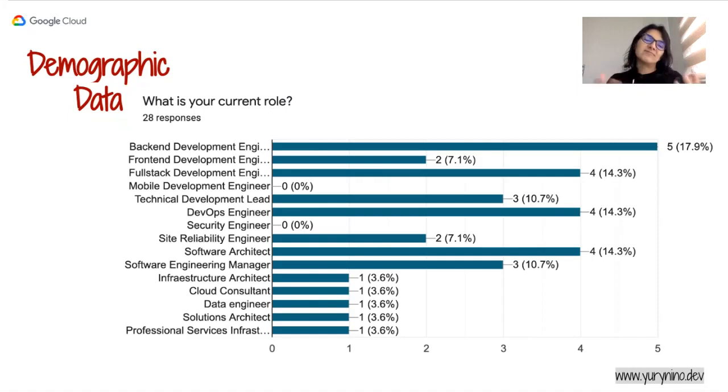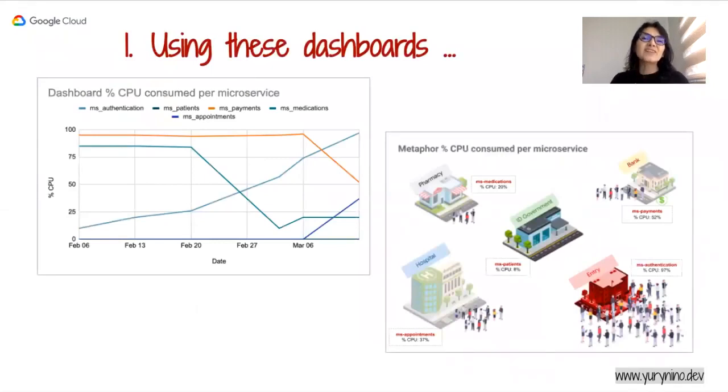The backgrounds of the participants were distributed among back-end, front-end, and full-stack engineers, software architects, data engineers, and site reliability engineers. Most participants come from back-end development, as illustrated here. The first question was about the saturation signal. Basically, two dashboards were used here, a line chart and a city metaphor, for asking about the state of five microservices: authentication, patients, payments, medications, and appointments. These microservices were part of a fictional healthcare system.